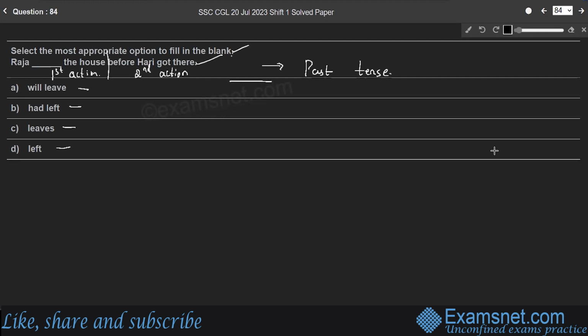So the action that happened before the past tense should be in past perfect tense. Therefore, the first action should be in past perfect tense. There is a conjunction, before. Before Hari got there is in the past tense. Therefore, Raja had left is the correct option, where had left is in past perfect tense. Raja had left the house before Hari got there. Option B is the right answer.